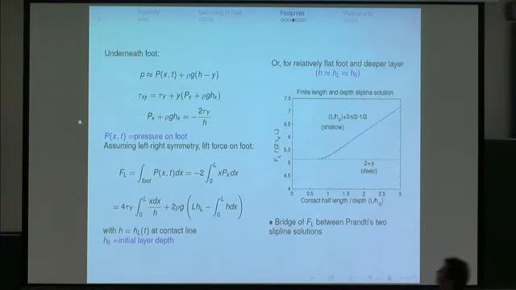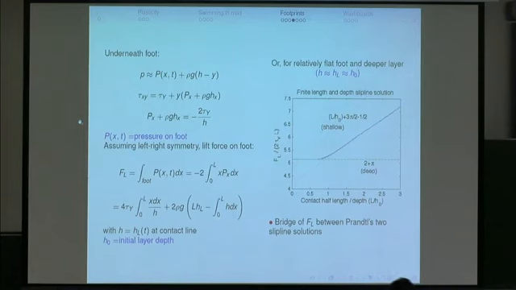With this pressure distribution, what's important is that you can calculate the force on the foot. The integral of the pressure over the foot is going to be the upward force. With a little bit of integration by parts, I can cast it into this form and then use this. There's going to be a yield stress part and a gravitational bit. HL here is going to be the depth at the contact line.